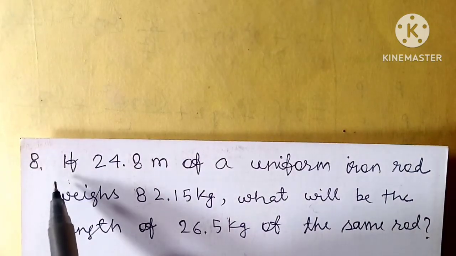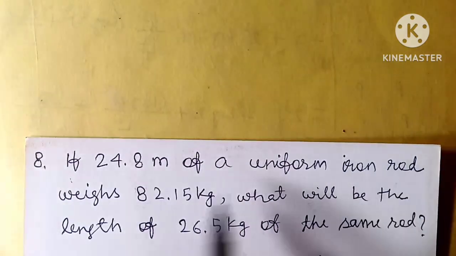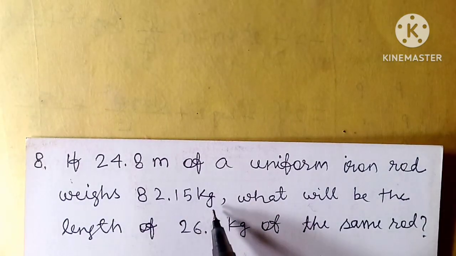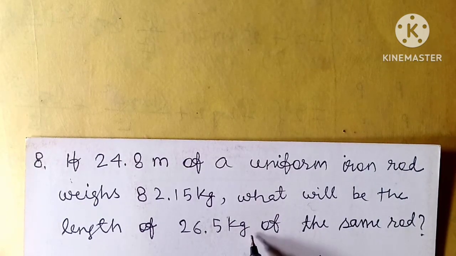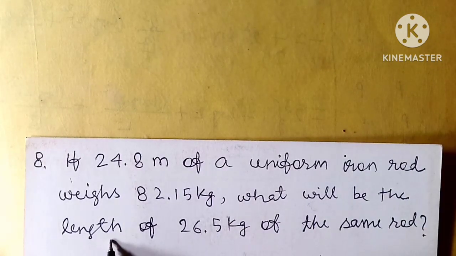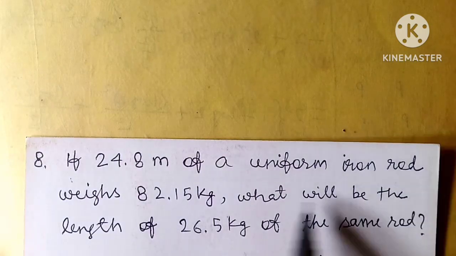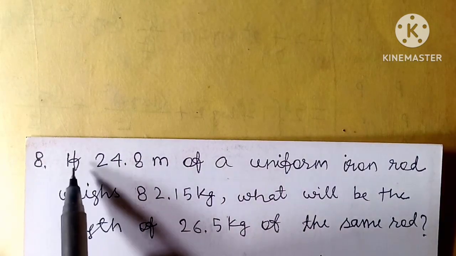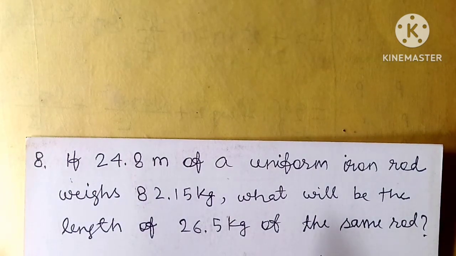Now question number 8. If 24.8 meter of a uniform iron rod weighs 82.15 kg, what will be the length of 26.5 kg of the same rod? Here we have to find the length, so we must write length on the RHS. We must construct this first line in the way that length is put on the RHS.